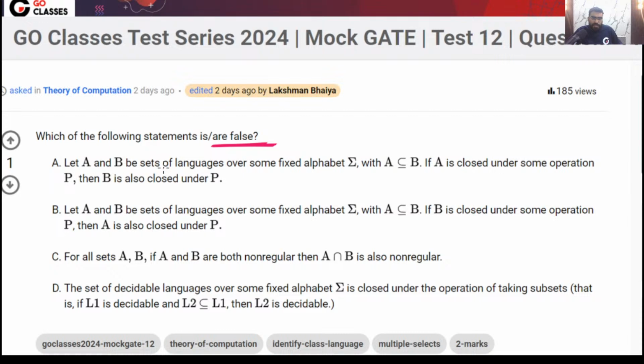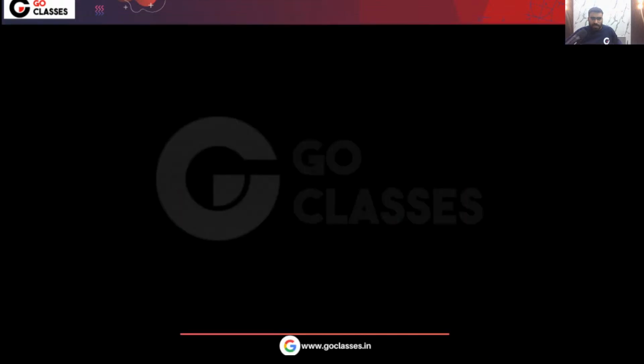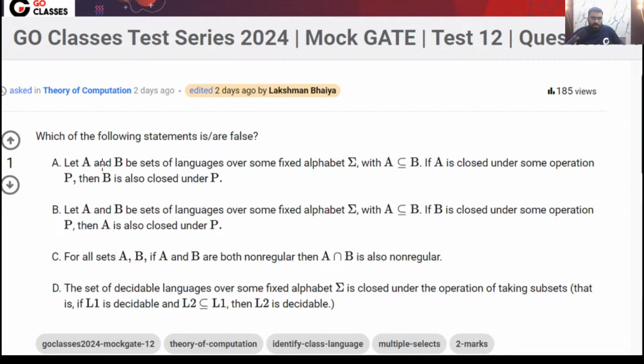Let A and B be sets of languages over some fixed alphabet sigma with A a subset of B. If A is closed under some operation, then can I say B is closed under the same operation? Please tell me. The question is saying that A and B are sets of languages. Please notice, A and B are sets of languages, such that A is a subset of B.